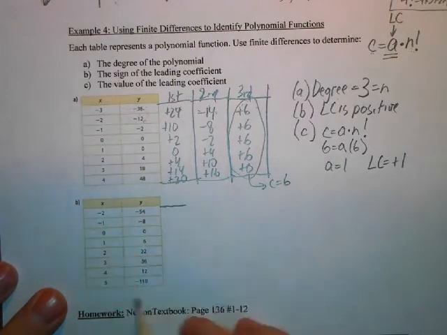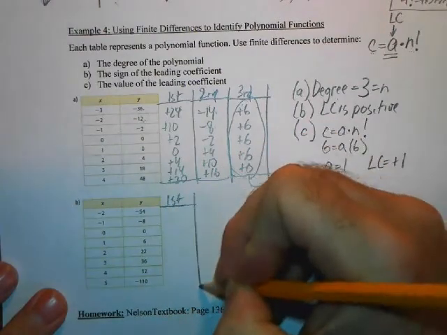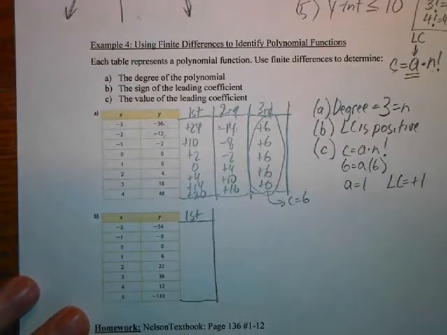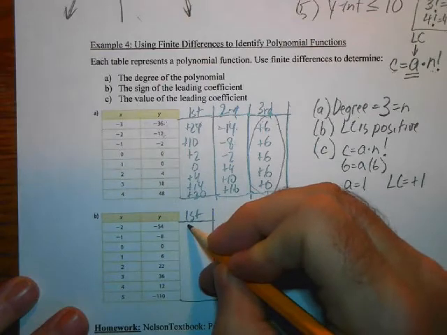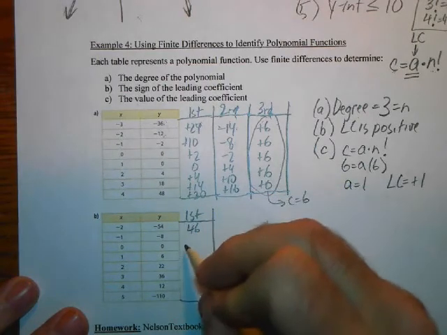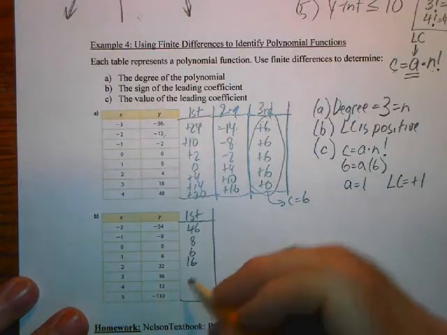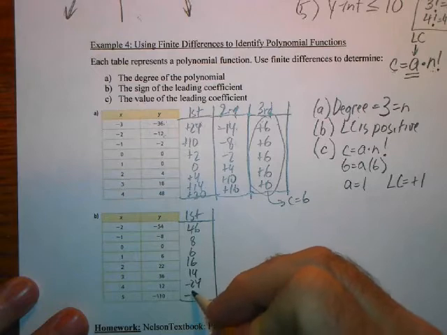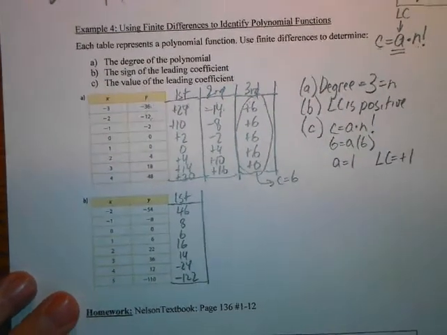Okay, so if we did the first differences, now this one is going to be a little more time consuming, so instead of putting the positives, I'll just leave it without a sign. So the first differences are 46, 8, 6, 16, 14, negative 24, and negative 122. Obviously, first differences are not constant, therefore it's not linear.